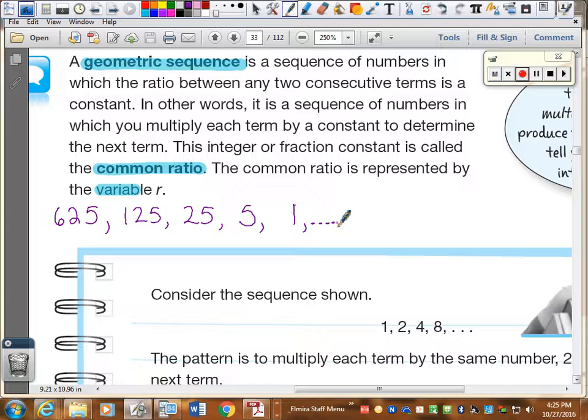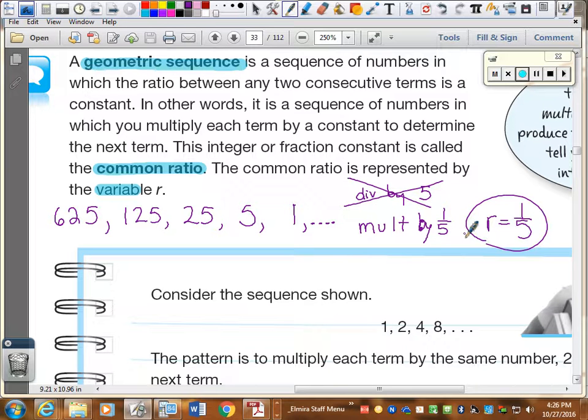I know it's tempting to write the words divide by 5. But we always have to talk about this in terms of multiply. So we are multiplying by 1/5. Multiply by 1/5. So my r equals 1/5. We're always going to talk about it in terms of multiplication. It's easy with subtract. We can just throw a negative sign in front of it. We can't do that with multiply and divide. So we have to talk about it in terms of multiply, but we're going to take the 5 and flip it into a fraction.